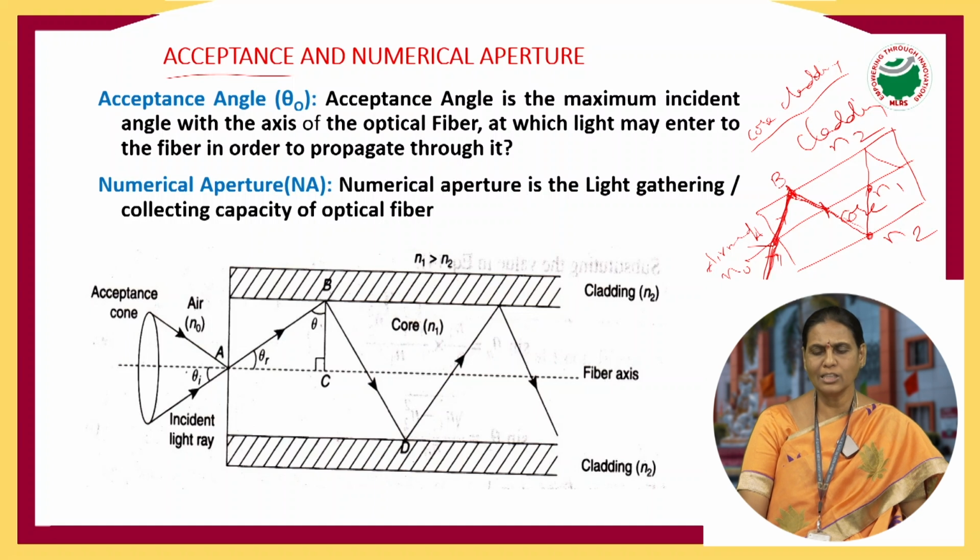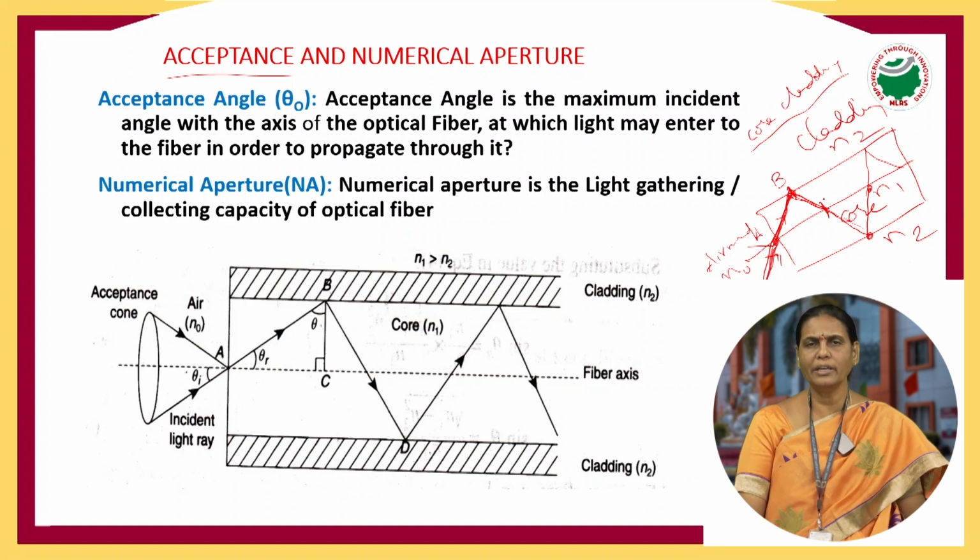Now, once it is passing through the core medium, it is touching the core cladding interface. Once it touches the core cladding interface, the light ray undergoes reflection into the same medium. So, once the light ray is coming back into the same medium, we call that principle total internal reflection. This is how the propagation of light takes place inside the optical fiber.